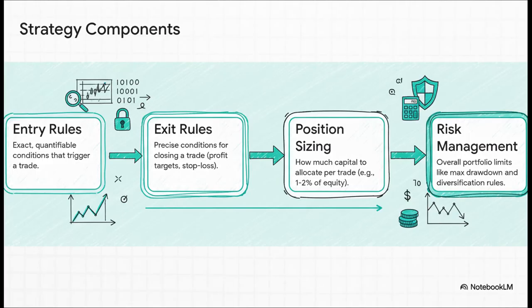Now, building the strategy just means defining every single rule with absolute total precision. What are the exact conditions to get into a trade, to get out? How much money do you put on each trade? That's your position size. And what are your big picture risk limits? There can be absolutely zero ambiguity here.